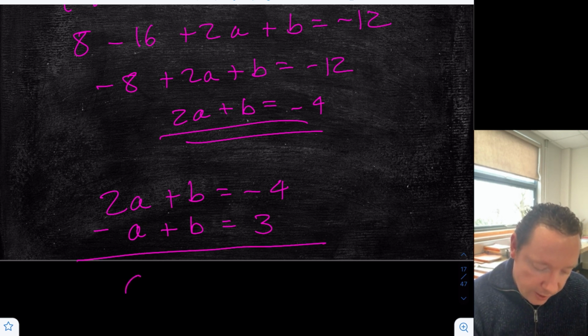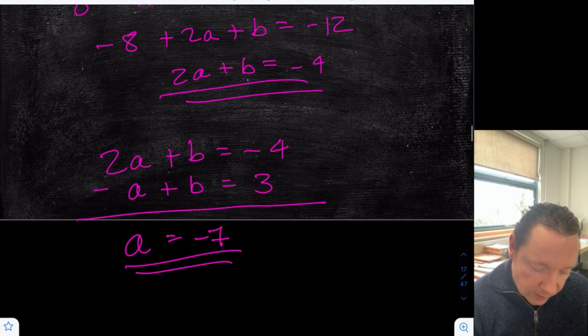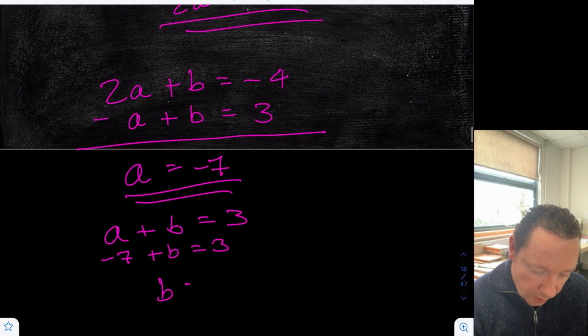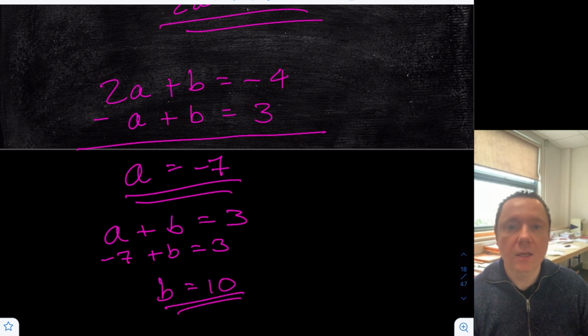2a minus a is a, minus 4 minus 3 is minus 7. So we've got an answer of a is minus 7. So that means that a plus b equaling 3, minus 7 plus b equals 3, so b must equal 10 for our second solution.